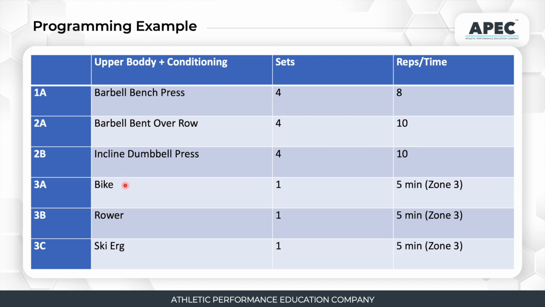And then we flipped to the accessory work at the end being conditioning as opposed to hypertrophy focused. And that would just simply be a bike, rower and ski erg, 1 set of 5 minutes on each exercise in our zone 3. So we know it's aerobic in nature. And in terms of structural balance, we have 1 upper body push, 1 upper body pull, 1 upper body push, and then we're getting a good exposure to pull with the rower and the ski erg at the end as well. So again, good structural balance has been achieved when programming for this individual.